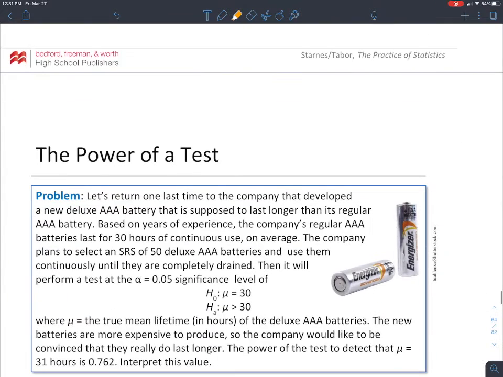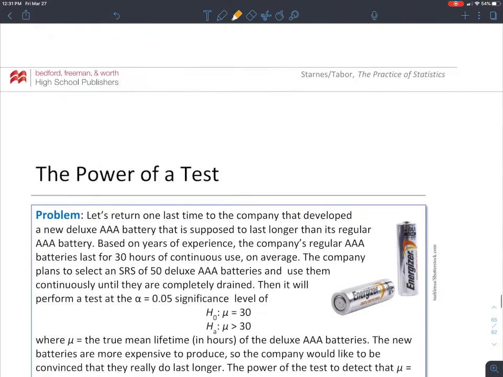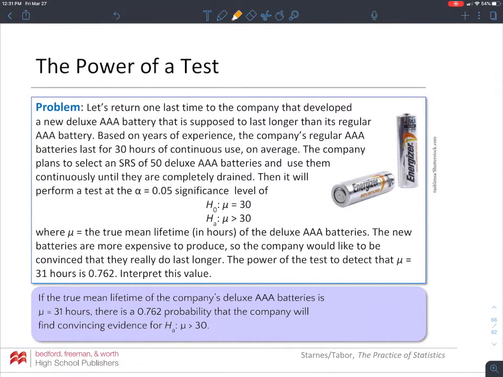So in the battery situation, we said the claim is that it's 30 hours. We're hoping that the new batteries last greater than 30 hours. Here, what we're looking at is the power of a test to detect that the mean is actually 31 hours. And it tells us that the power of this test is 0.762. So what does 0.762 mean? If the true mean lifetime of the company's deluxe AAA batteries is 31, then there's a 0.762 probability that the company will find convincing evidence for the alternative.